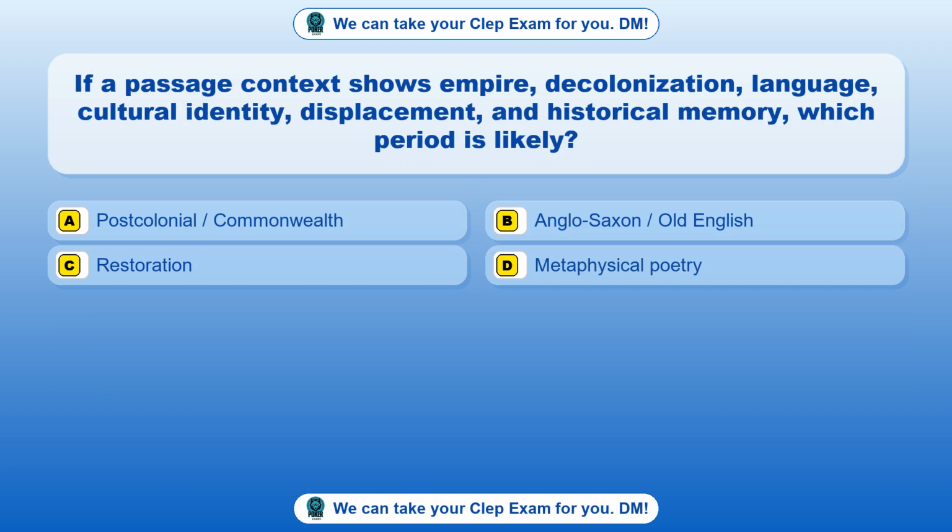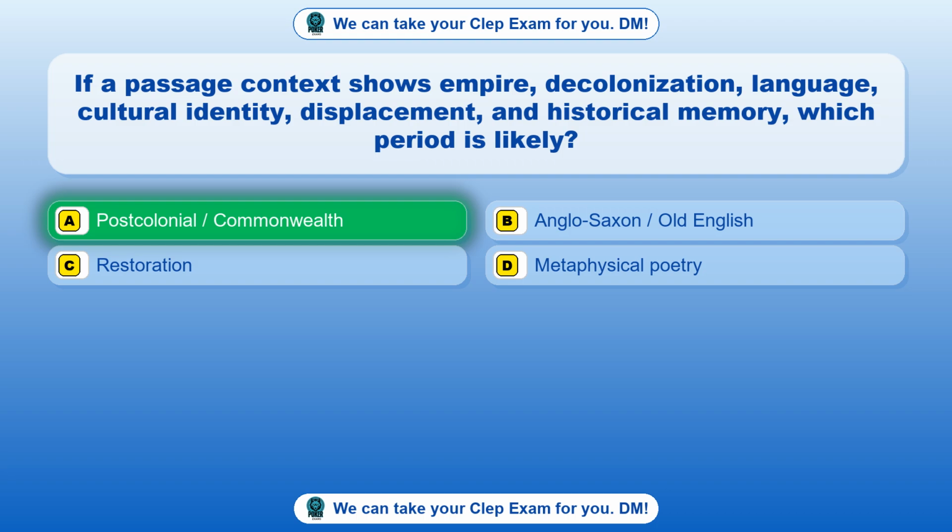Question 36. If a passage context shows empire, decolonization, language, cultural identity, displacement, and historical memory, which period is likely? Option A, Post-colonial/Commonwealth. Option B, Anglo-Saxon/Old English. Option C, Restoration. Option D, Metaphysical poetry. The correct answer is option A, Post-colonial/Commonwealth.